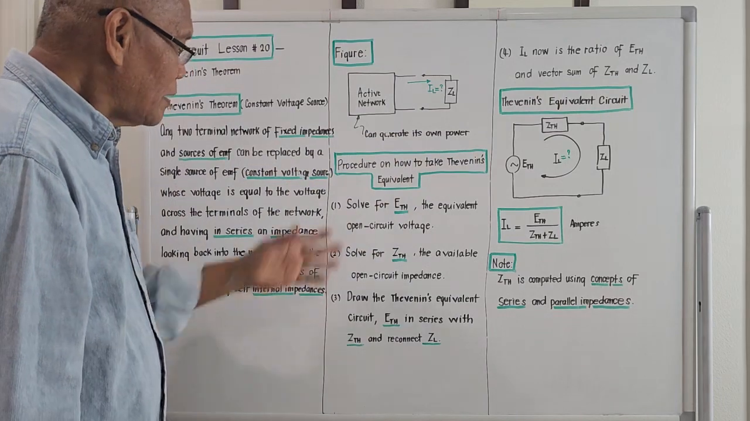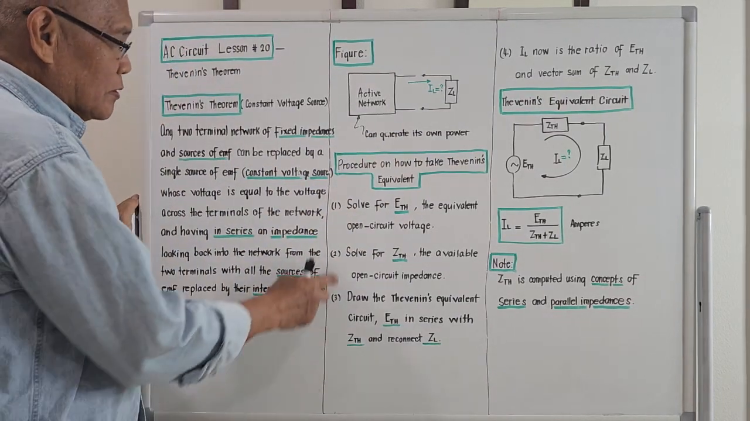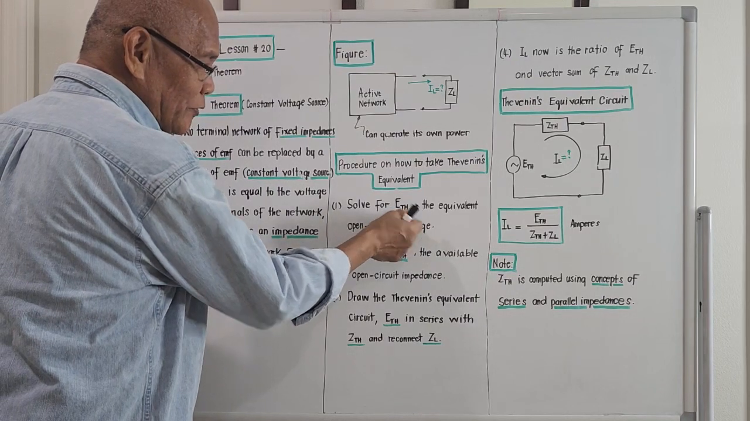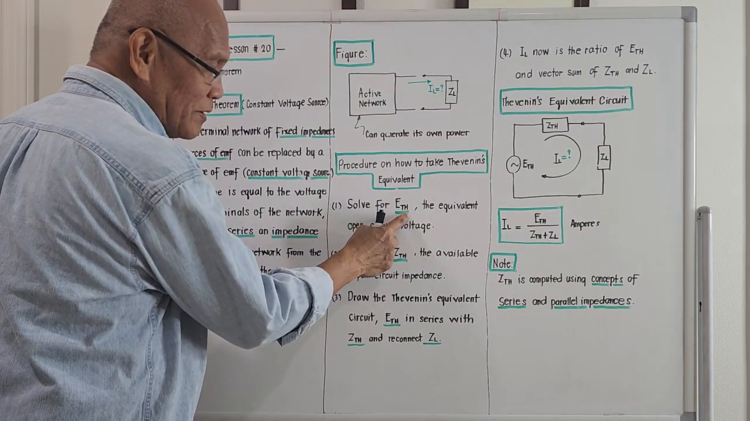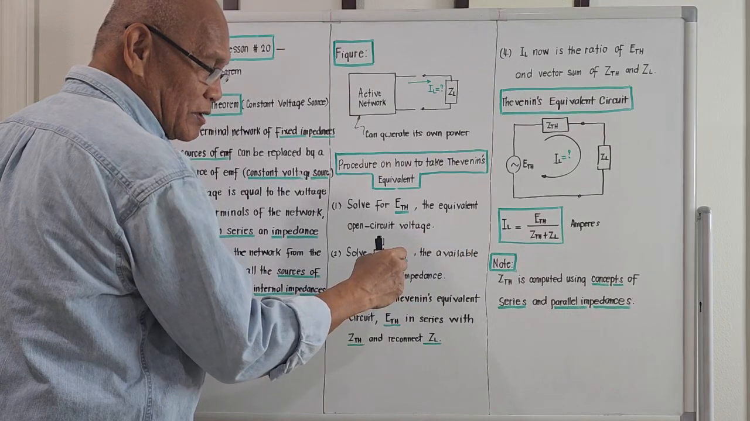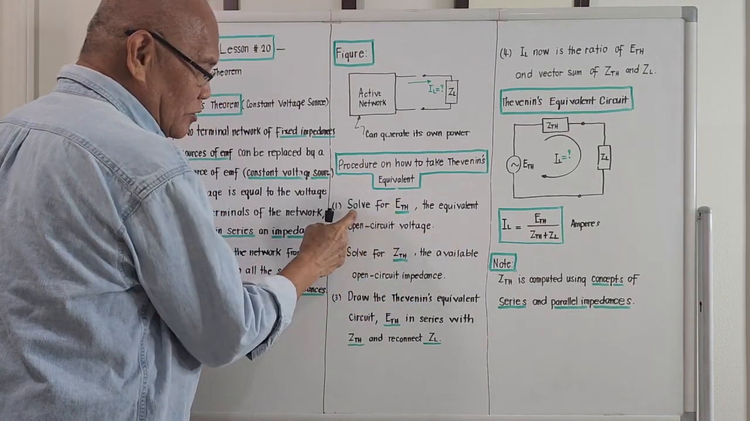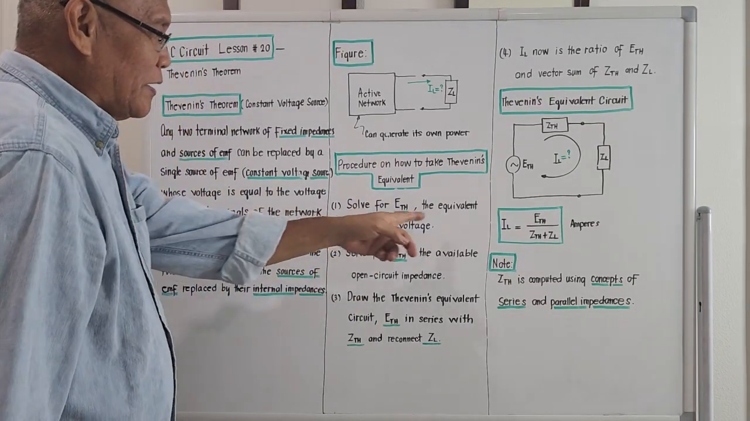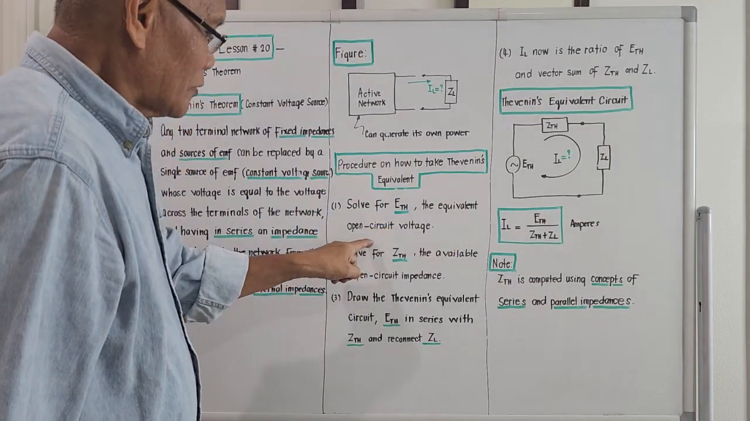Number one, solve for E with the subscript TH. TH is Thevenin's, shortened to simply TH. So solve for E with the subscript TH. ETH is the equivalent open circuit voltage.